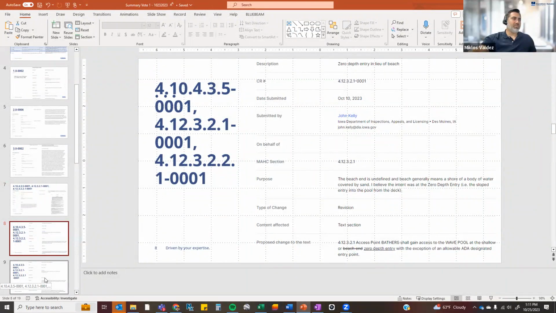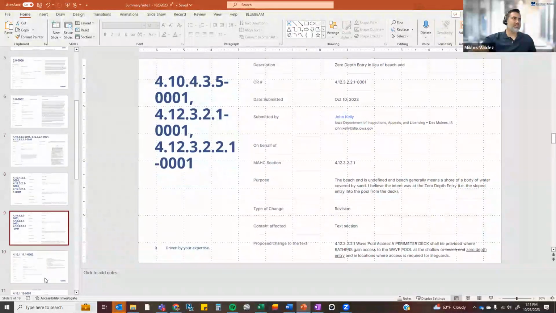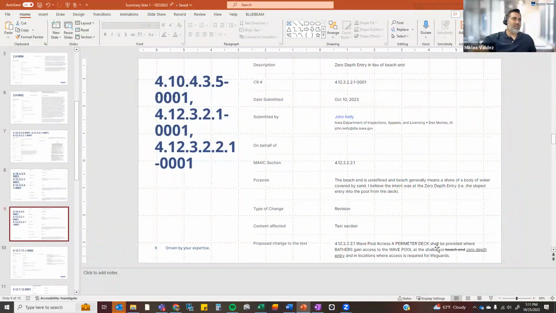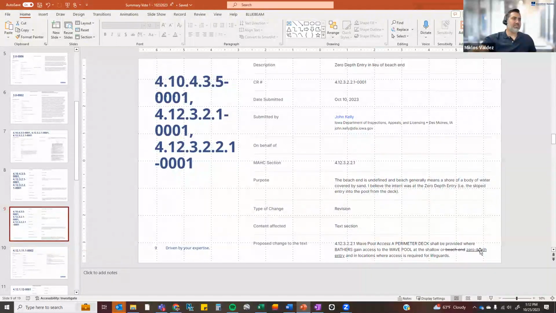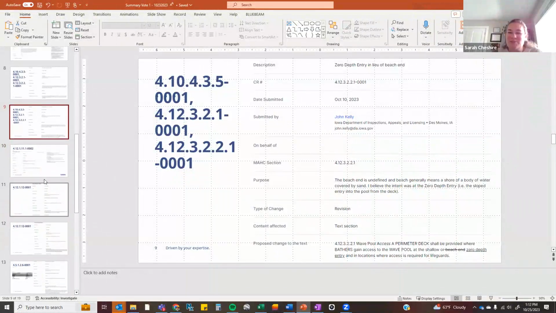This is part of the wave pool section. And then again, wave pool talks about where they can access the wave pool. They need to access from the shallow or zero depth entry area. Any issues with these? And I realize this needs to be capitalized. That's not a problem. Any comments, any issues with these? I was just going to comment, like you said, Miklos, just make sure that they're capitalized correctly. Yep.